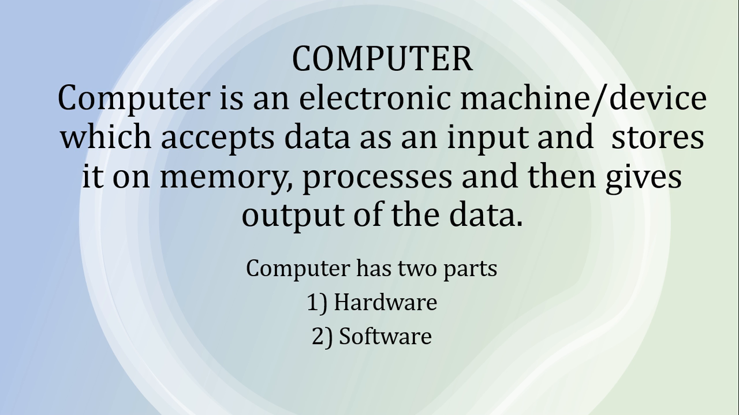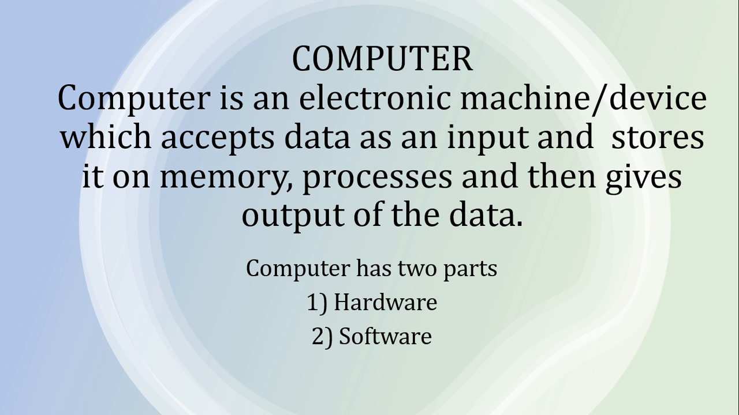A computer is a machine which takes input through an input device. Input devices are keyboard and mouse. With the help of keyboard and mouse, we give input to the computer and, according to the instructions, it processes and gives us output on the display. We also take output as a hard copy through the printer.